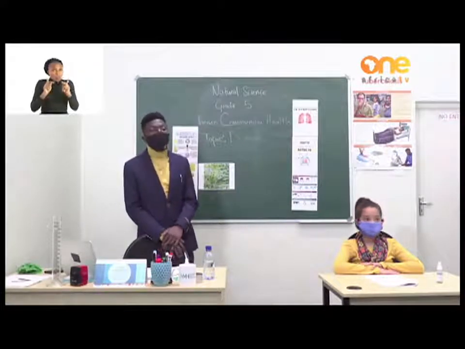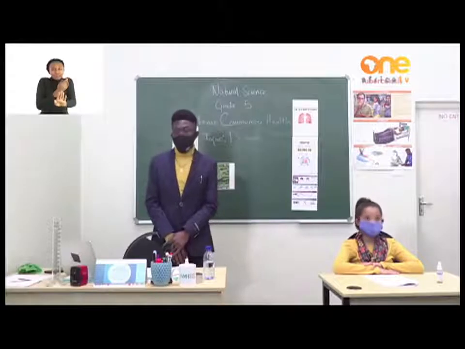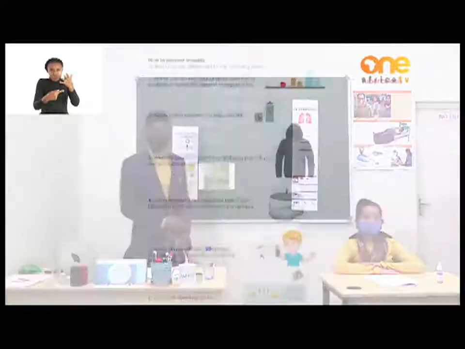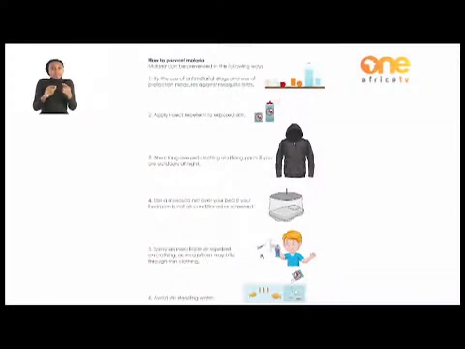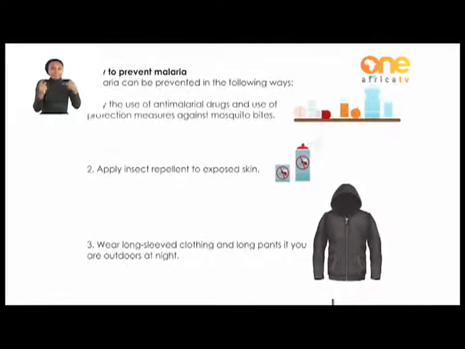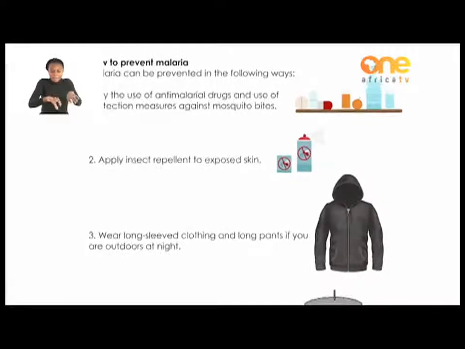How do we avoid getting malaria? Let us look at the prevention measures that we can look at. How to prevent malaria? Malaria can be prevented in the following ways. The first one could be by the use of anti-malarial drugs and the use of protection measures against mosquito bites. Second, you should apply insect repellent to exposed skin. Third, you should wear long-sleeved clothing and long pants if you are outdoors at night.